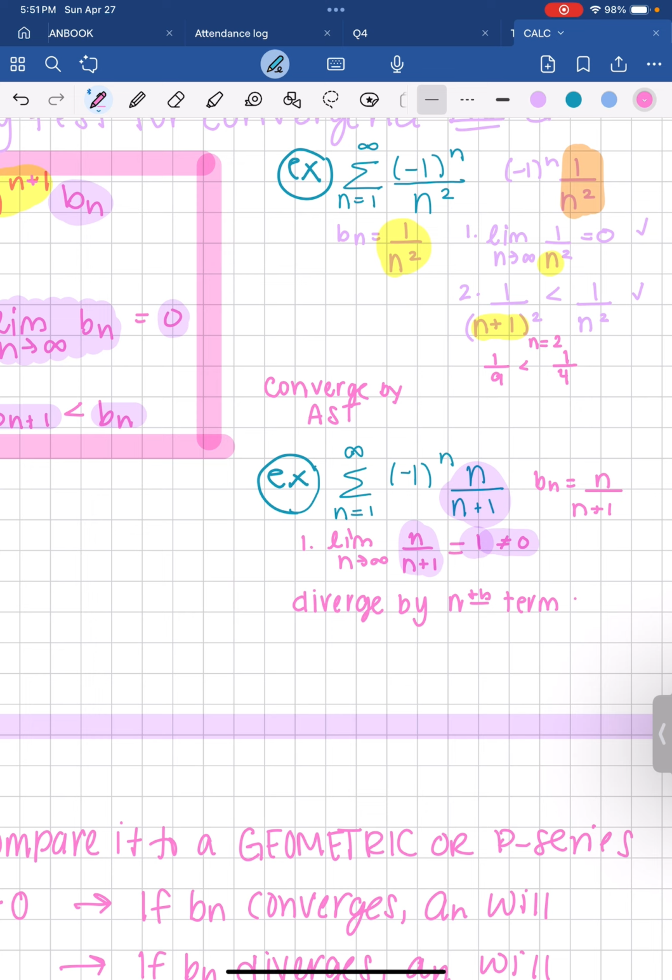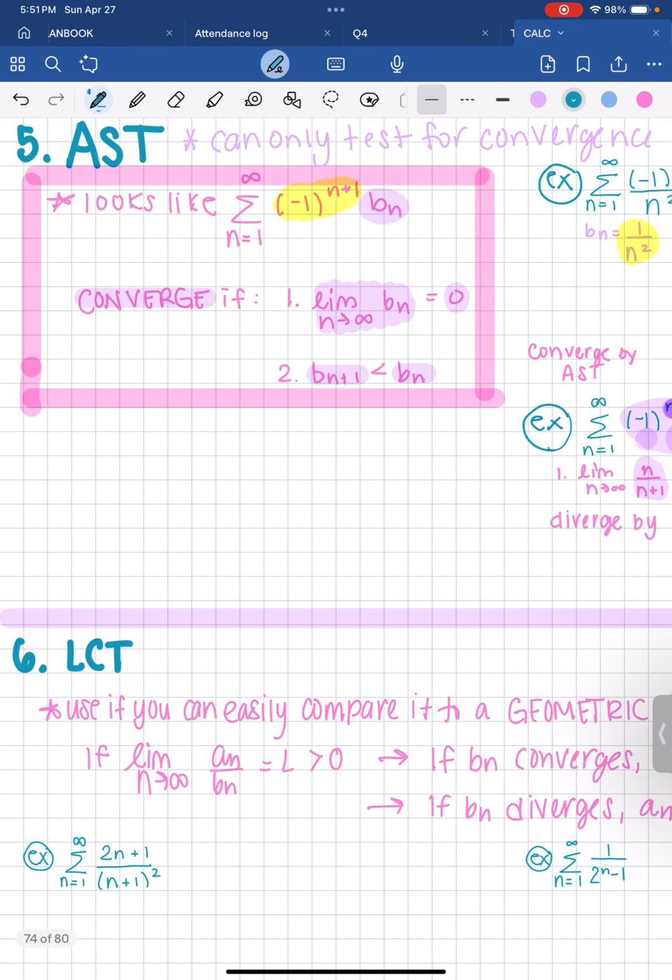Because what does the nth term test say? As long as we get a limit not equal to 0, we are going to diverge. And you might be wondering, well, why? If you look at this series that I'm going to highlight all in purple, this series is going to continue to oscillate, okay? It's going to keep jumping -1, 1, -1, 1, and so on. So we're going to diverge by the nth term test. That's an important thing to note: if we fail the AST, say we diverge by the nth term test.